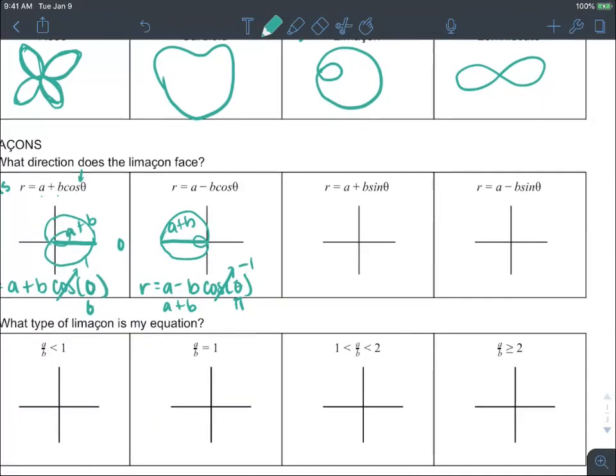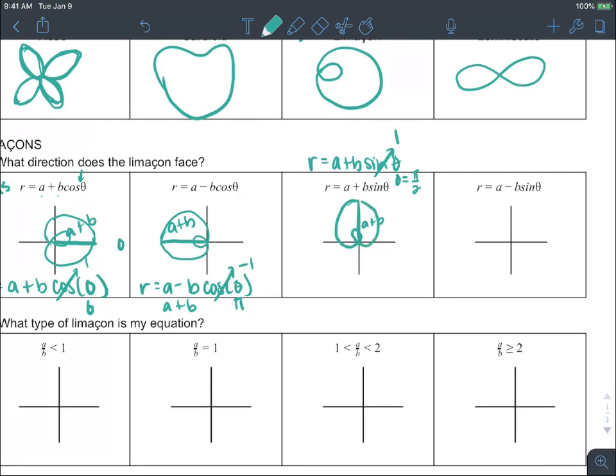Now I have r equal to a plus b sine theta. When is sine theta going to equal 1? That's when theta is equal to pi over 2. So when I have a plus b sine, the longest part is going to be at the top. That's a really bad inner loop. They go through the origin like that. Okay.